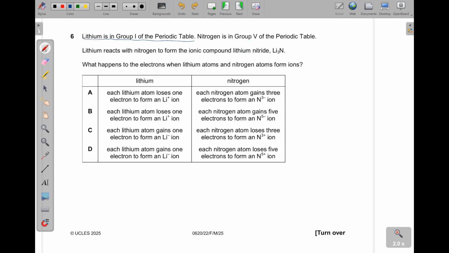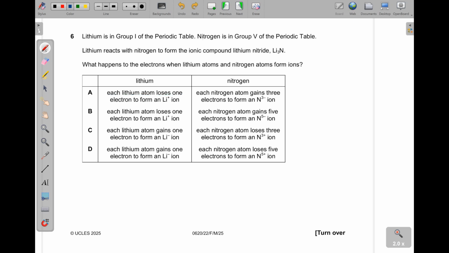Lithium is a metal, so it reacts by losing electrons, okay? And then nitrogen is a non-metal. It reacts by gaining electrons. So let's look at the options. Part A, each lithium atom loses one electron to form a lithium ion here. That is true. It is in group 1, so it forms Li+.